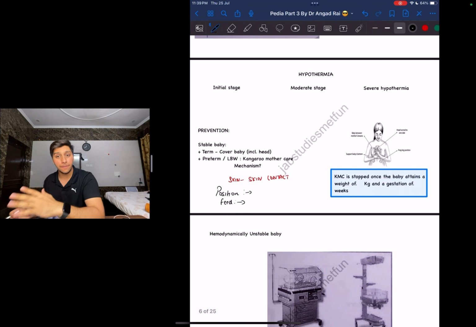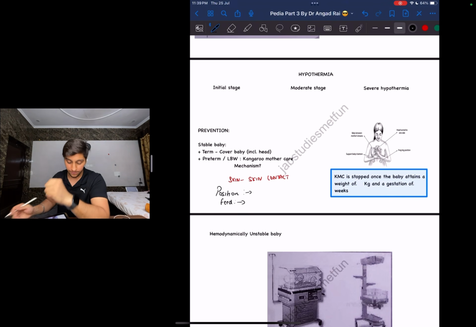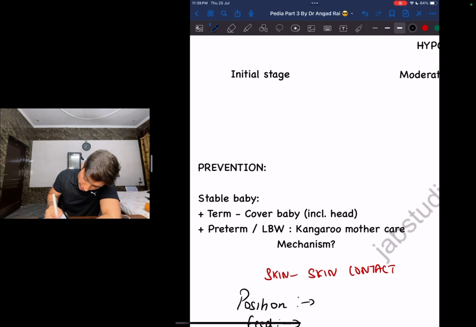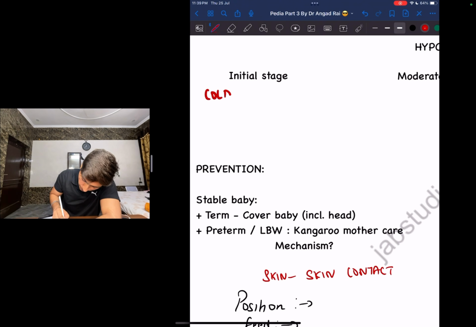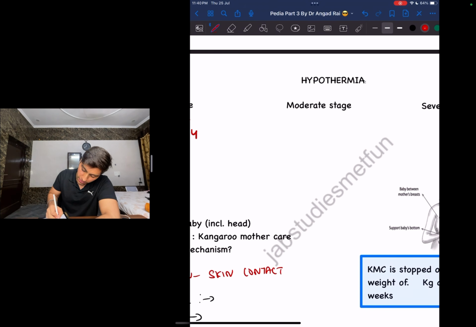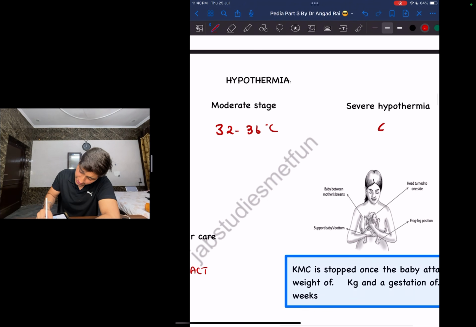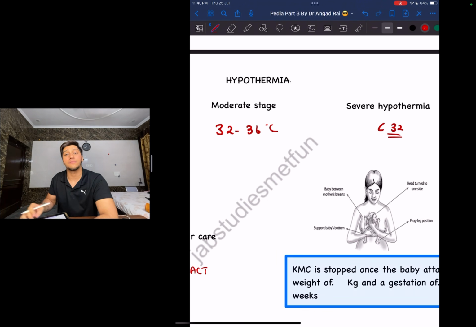Next guys, let's talk about hypothermia. Hypothermia is anything less than 36.5. There are three stages: initial stage, moderate stage, and severe hypothermia. The initial stage is also known as cold stress. ठीक है? The value will be anything between 36 to 36.4. The moderate stage is from 32 to 36 degrees Celsius, right? And anything less than 32 is going to be your severe hypothermia.